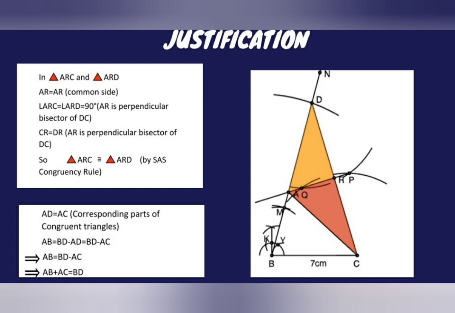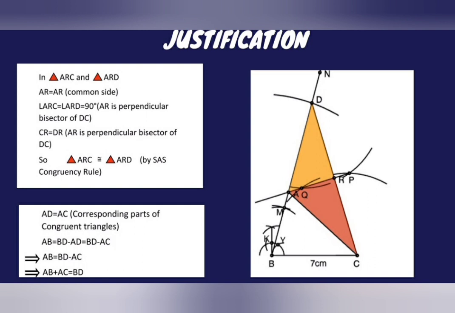Let us now see the justification of the construction that we have done. How we can justify the steps that we have actually followed to make that triangle, that is triangle ABC. So here in the justification you can see I have made the complete figure that we get at the end, and we know PQ is the perpendicular bisector of the line segment DC. Also, AR is a part of this perpendicular bisector. It is a line segment which lies in triangle ACD and it acts as a perpendicular bisector of side DC.